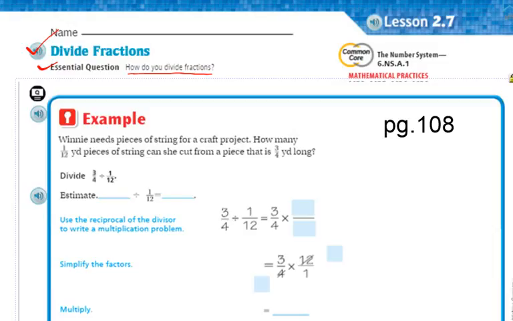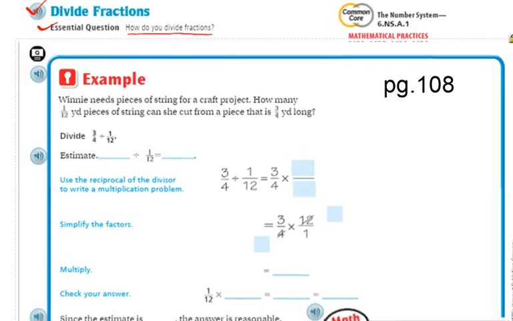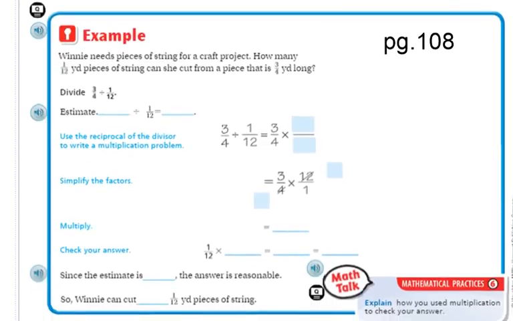I'd like everybody now to go ahead and turn to page 108 and put your eyes down at the bottom of the screen there. And you're going to notice that there is an example. So this is the example that we're going to work on in order to teach how to divide with fractions. So please follow along while I read the problem. Winnie needs pieces of string for a craft project. How many 1/12 yard pieces of string can she cut from a piece that is 3/4 yard long?